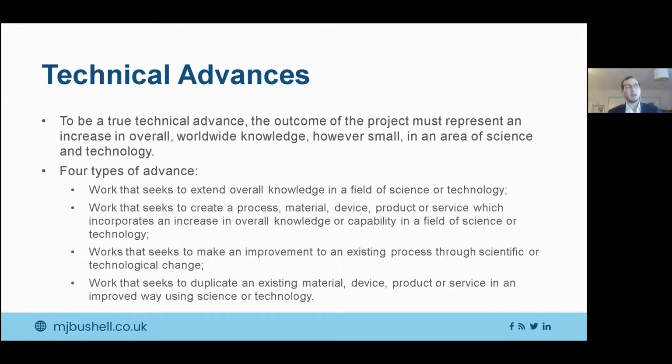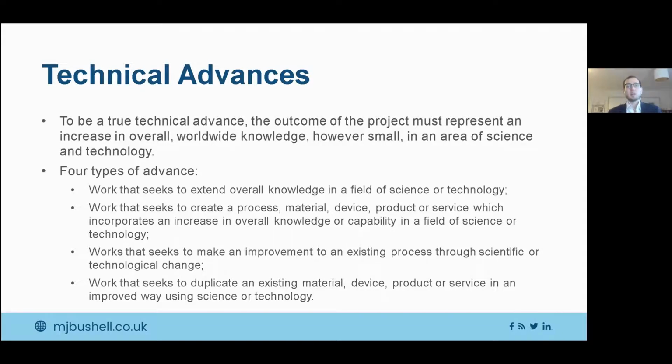Moving on to technical advances, this is another criteria that HMRC look for in a successful claim. So what constitutes a technical advance? In the basic definition, a true technical advance is where the outcome of the project must represent an overall increase in worldwide knowledge in an area of science or technology. That can be a really small increase. It doesn't have to be a massive increase, but there needs to be some sort of advance that's happening.